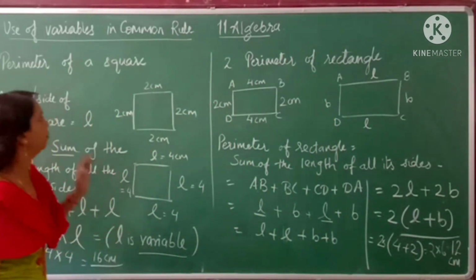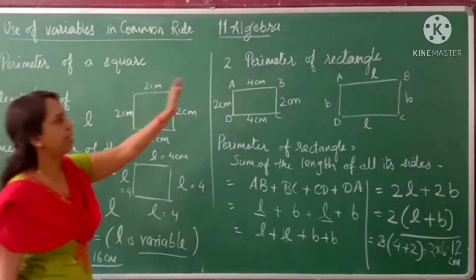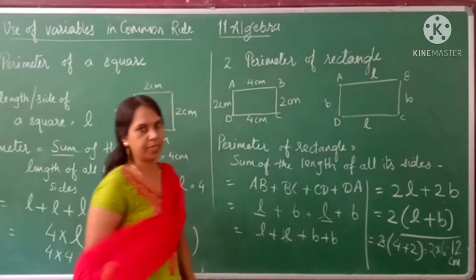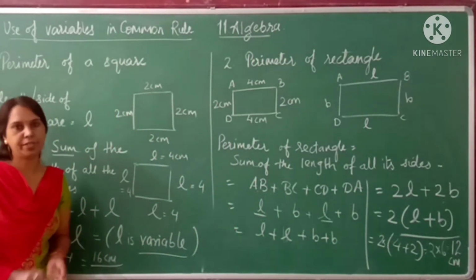Okay. So the rule for the perimeter of a square is 4 into L and for the perimeter of a rectangle is 2 into (L plus B), where L is a variable in the square, and in the rectangle L and B are variables.